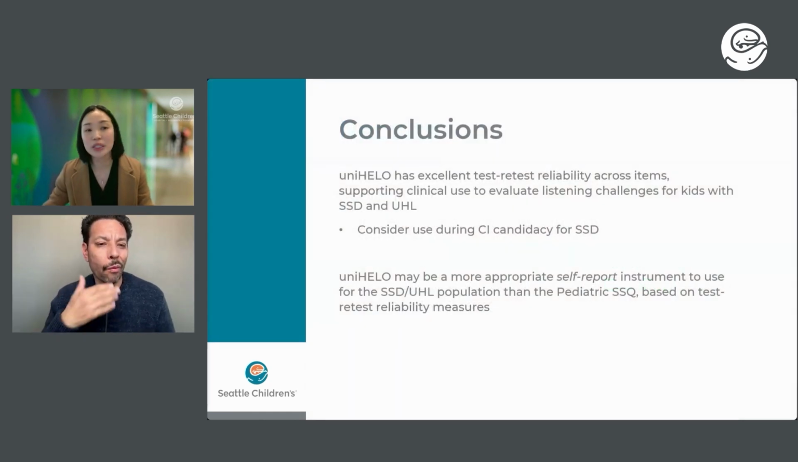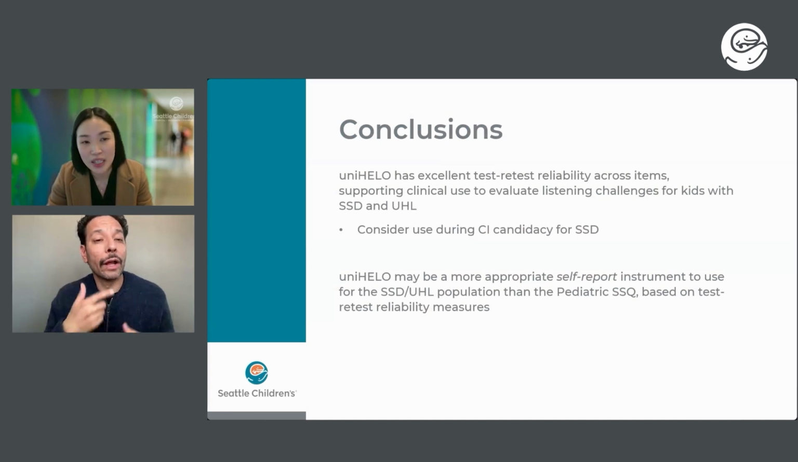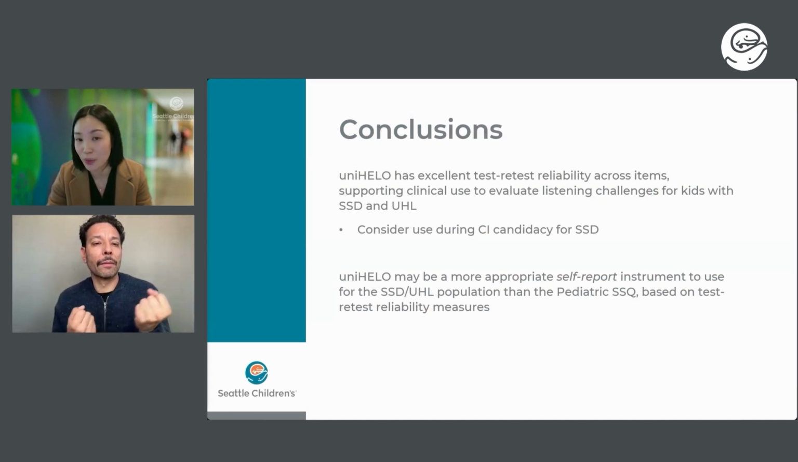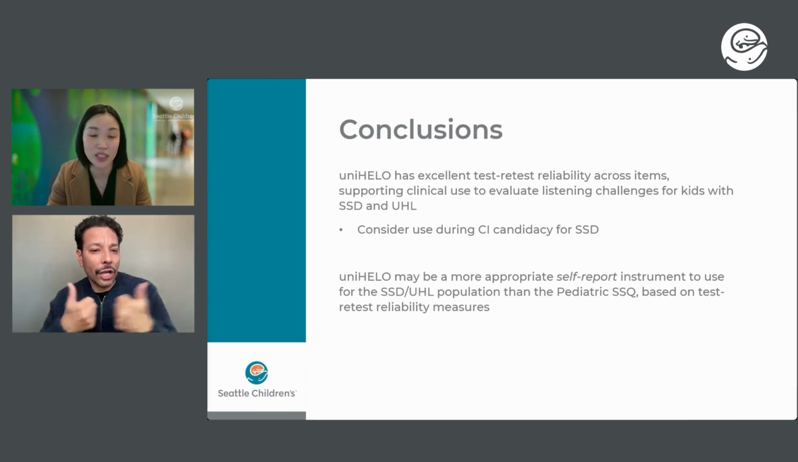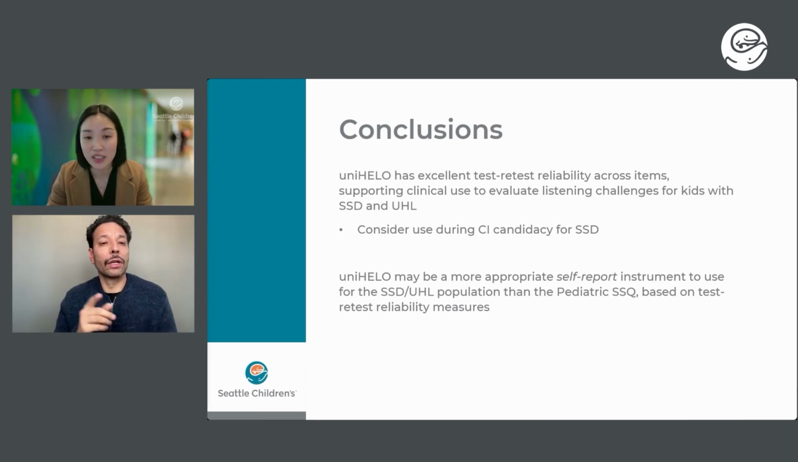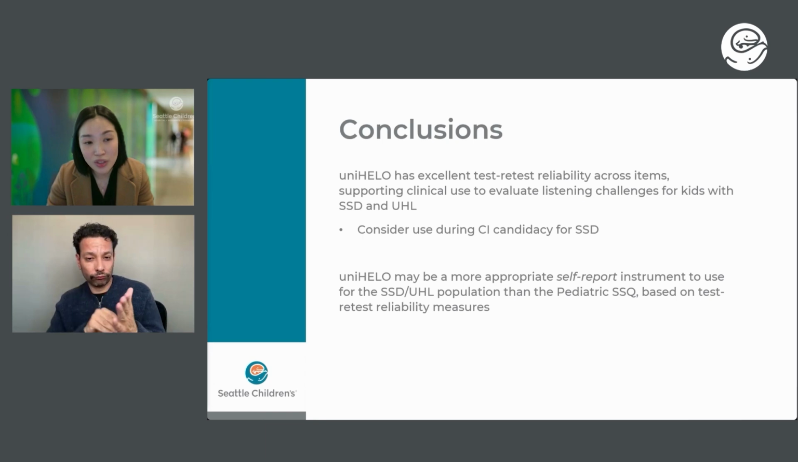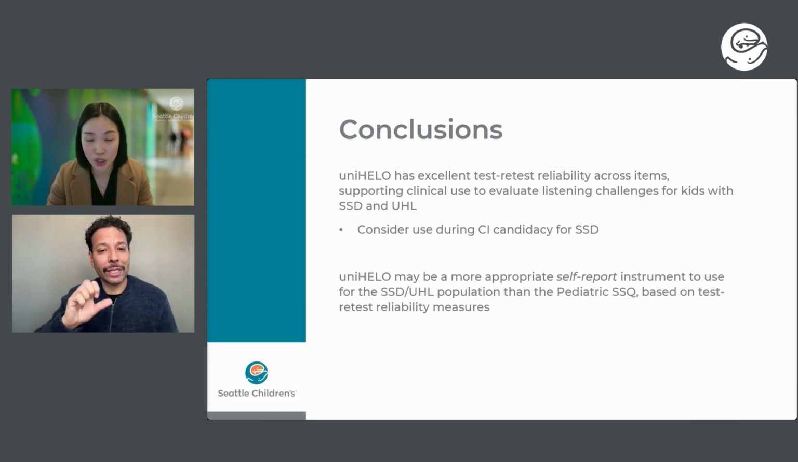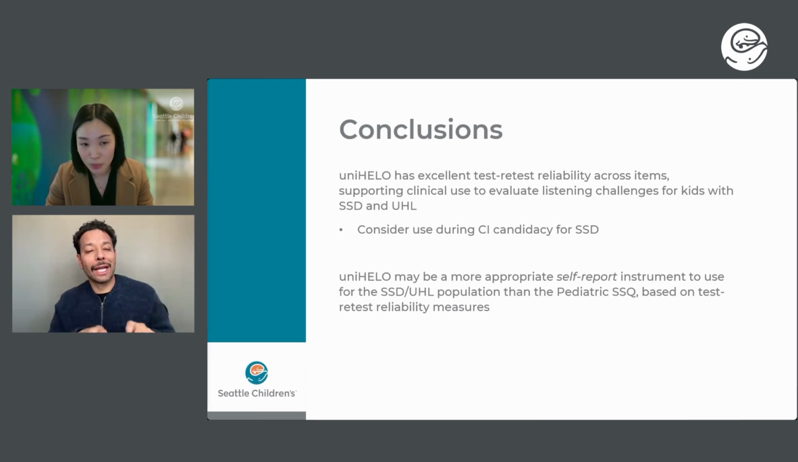So in conclusion, we found out that Unihilo has excellent test-retest reliability across the items. This supports clinical use to evaluate listening challenges for kids with SSD and unilateral hearing loss, and it can be considered for use during CI candidacy for SSD. Unihilo may also be a more appropriate self-report instrument to use for this SSD and unilateral hearing loss population than the pediatric SSQ based on test-retest reliability measures.